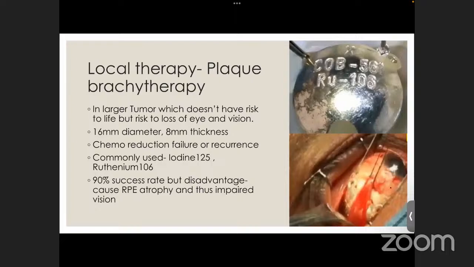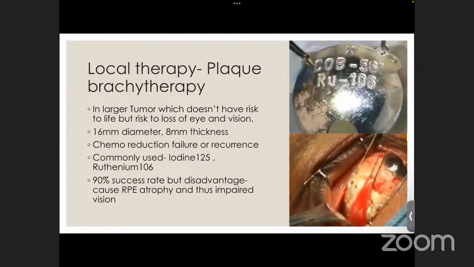So these are the focal therapy. Then in the local therapy, we have plaque brachytherapy. It is used in a large tumor which doesn't have risk to life, but risk to loss of eye and vision. Up to a tumor of 16 mm diameter and 8 mm thickness, we can use plaque brachytherapy. Commonly used are iodine 125 and ruthenium 106.